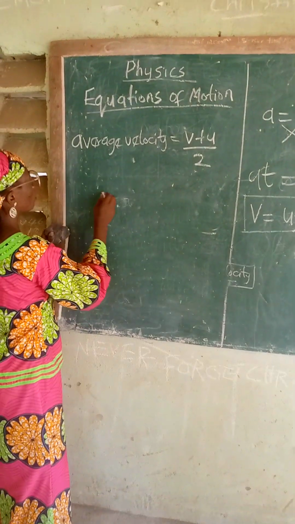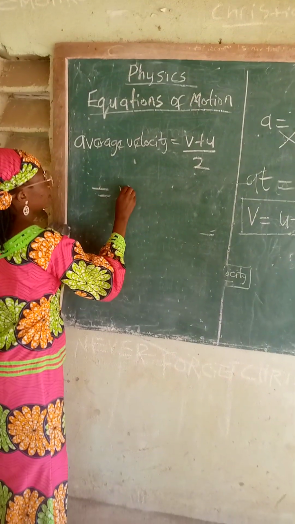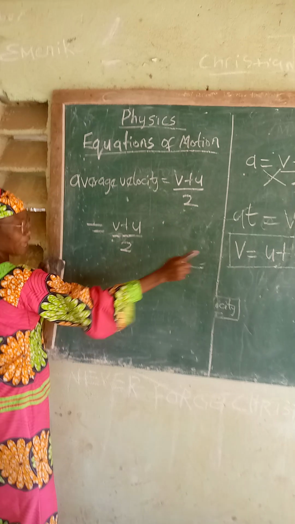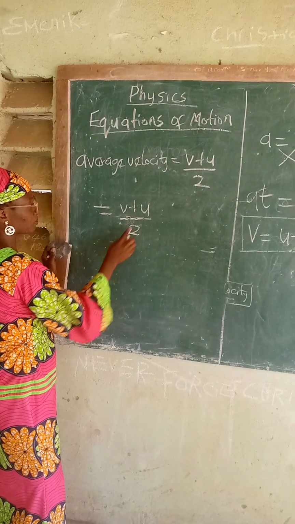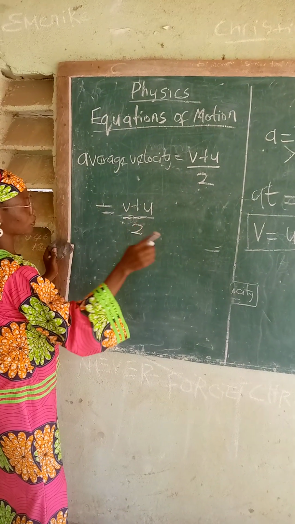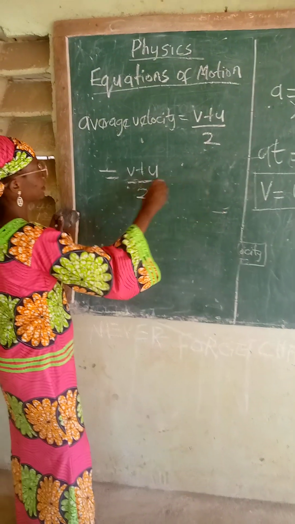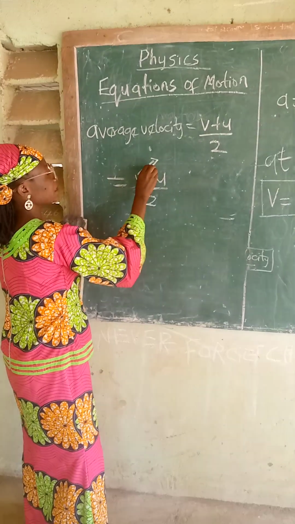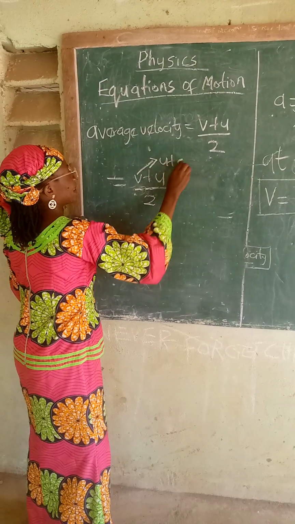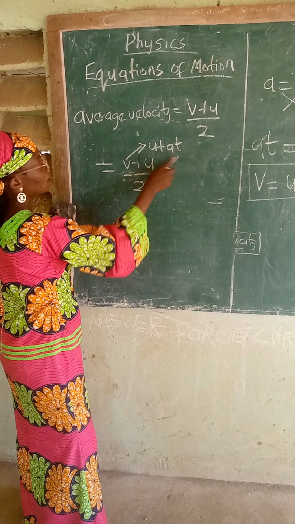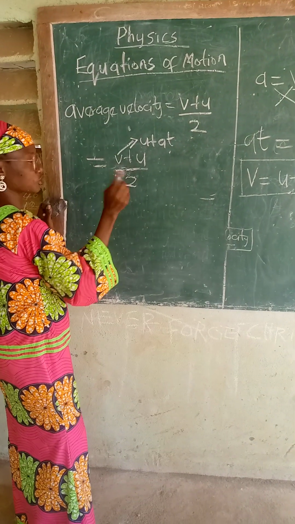So this is equal to what? v plus u all over 2. But we have derived the first equation of motion to be v is equal to u plus at. So if we substitute this v with u plus at, that means we are going to be replacing this v with u plus at. This v will be replaced with the first equation of motion.